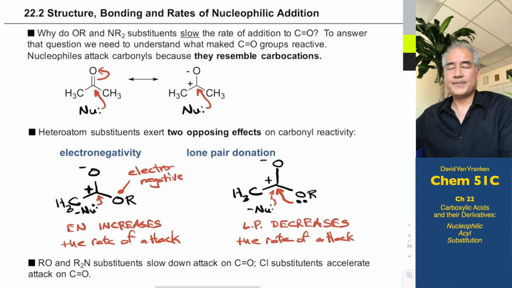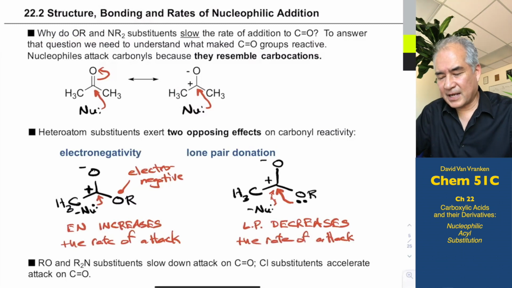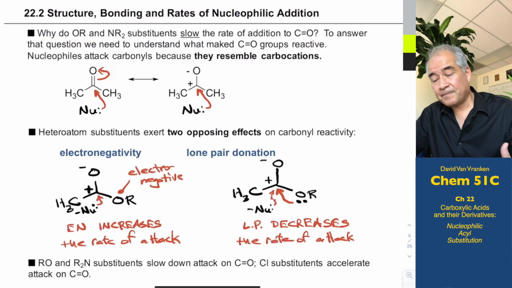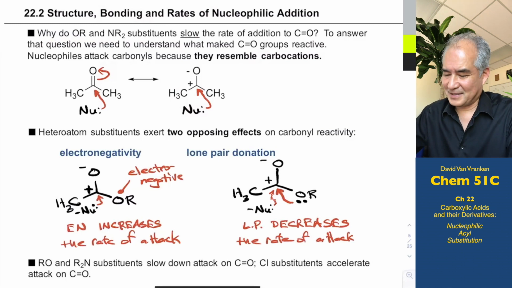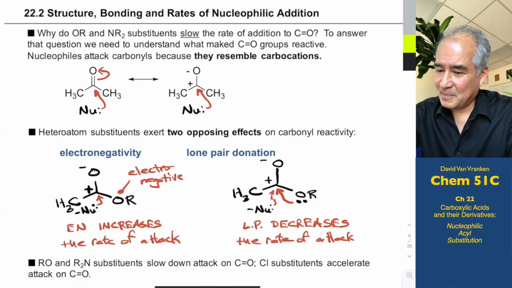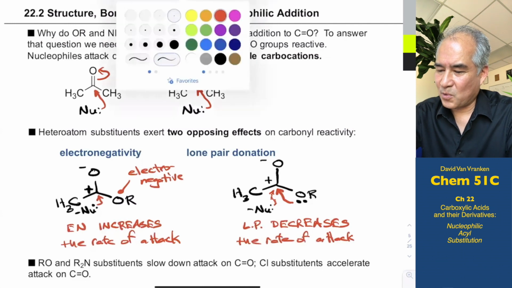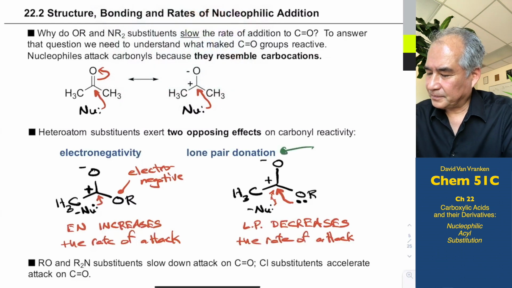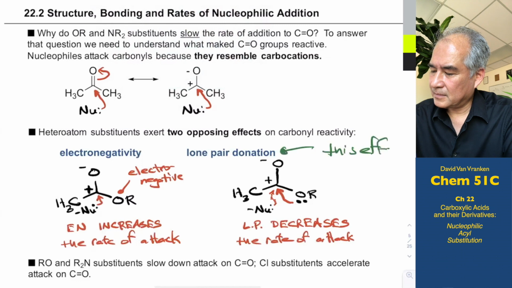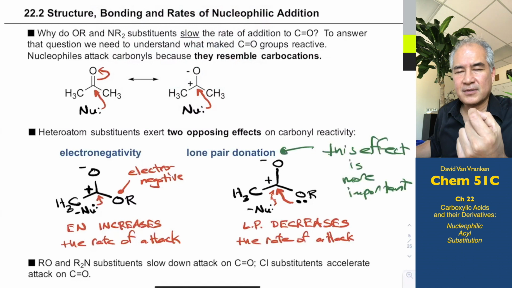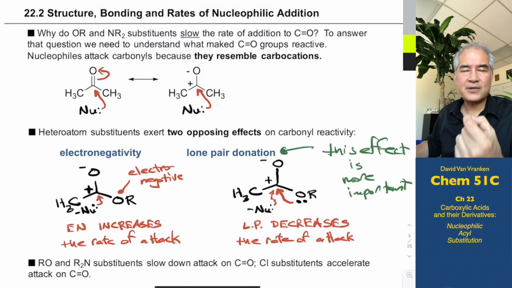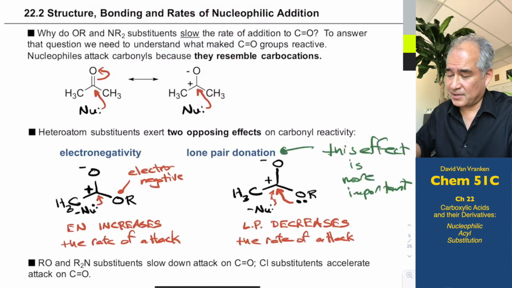And so which effect wins? There's this effect of electronegativity that makes esters, carbonyls more reactive. Then there's this effect of the oxygen lone pair that makes esters less reactive. And so which effect wins? The simple answer to the question is that lone pair donation is more important. So let me just go ahead and write that down here. This effect is more important than electronegativity. So because of this lone pair effect, esters and amides are less reactive than ketones and aldehydes, relative to having an H there. So when we see esters and amides, they slow down the rate of attack on carbonyls.